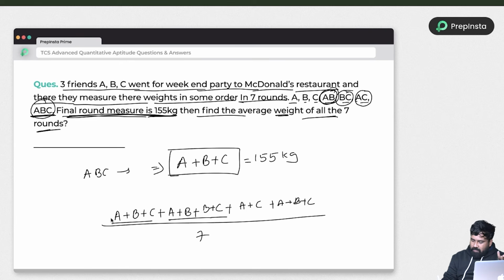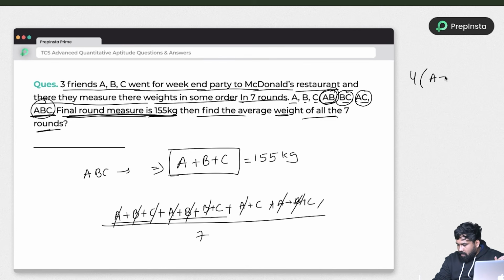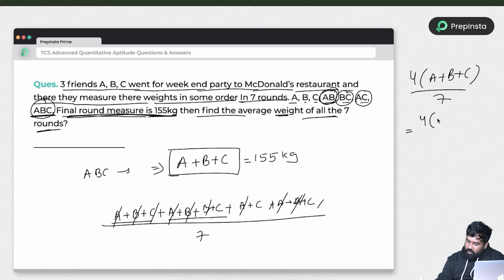See, how many times will A come? 1, 2, 3, 4. B also came 4 times. C also came 4 times. So it is nothing but 4 into A plus B plus C, divided by 7. We already know A plus B plus C, so it is 4 into 155 divided by 7. If you calculate, we will get the weight, which is around 88.5 something. I'm not even calculating now.